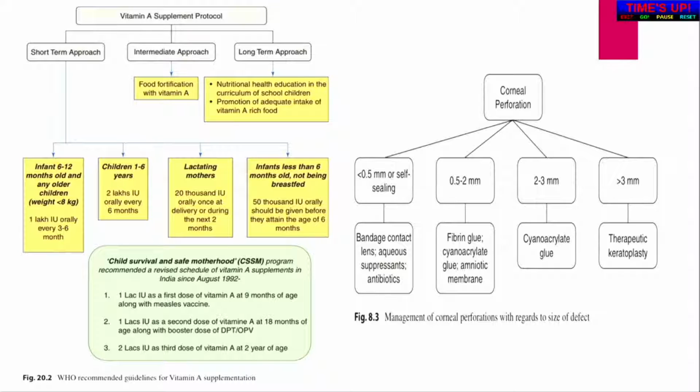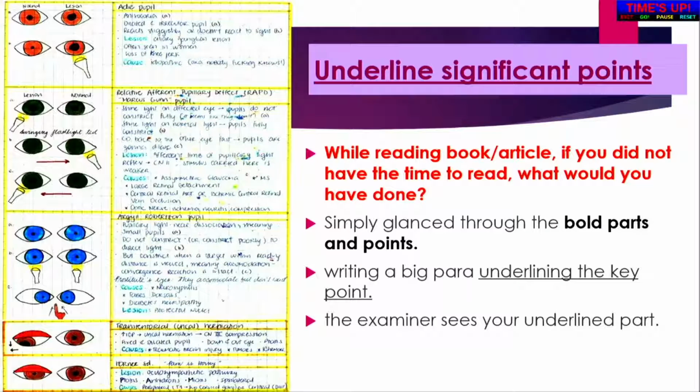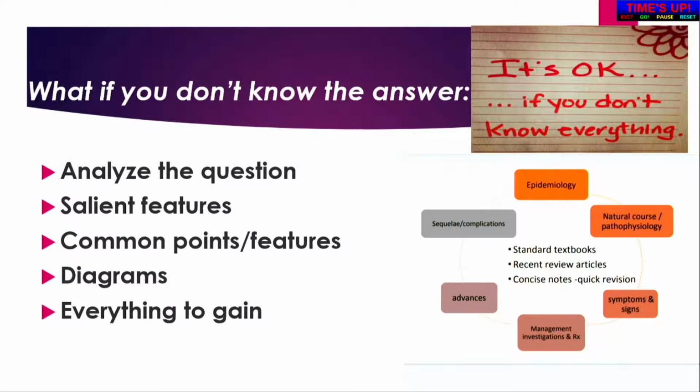The flow diagrams, as I told you, are important, and diagrams are important. Do make diagrams and underline significant points. Like see how beautifully this student has made a diagram of pathological conditions in the pupillary pathways and underlined them as well, right? So always highlight and bold your important points.